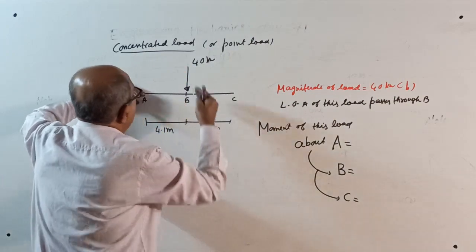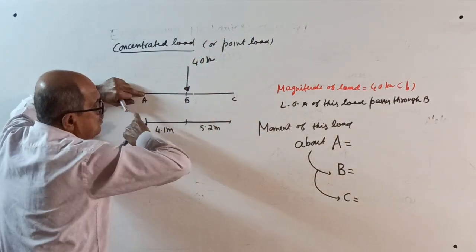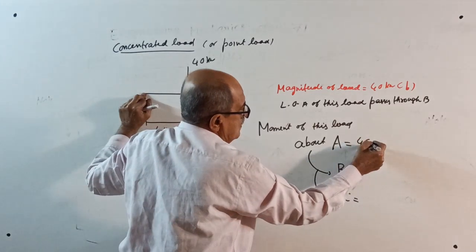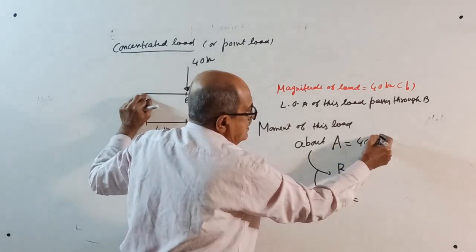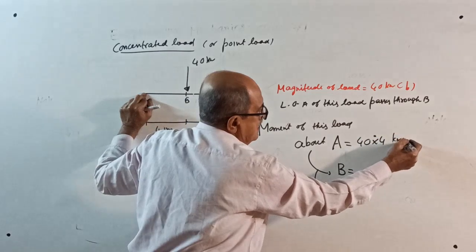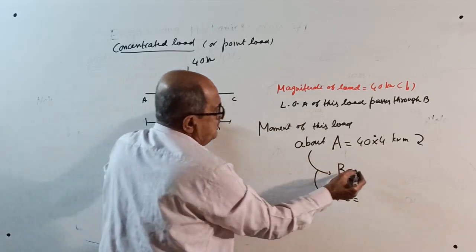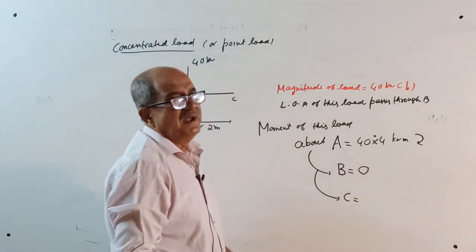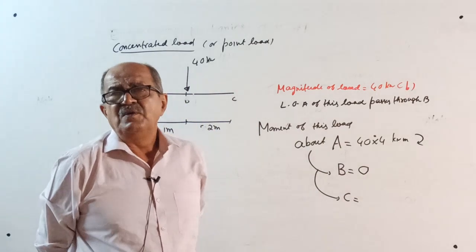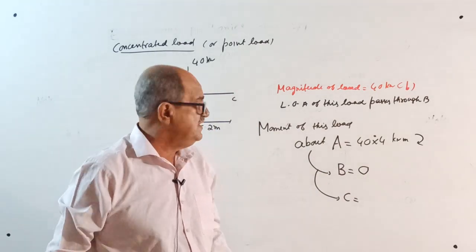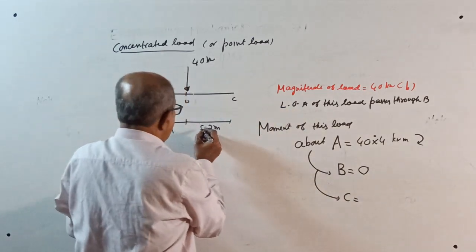Directly, moment about A is 40 into 4, 40 into 4 kilonewton meter. It is clockwise. Moment about B is 0, because the moment of any load about any point which lies in its line of action is 0. Moment about C is 40 into 5.2.